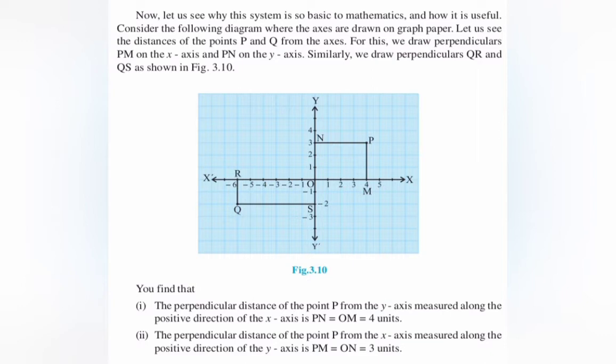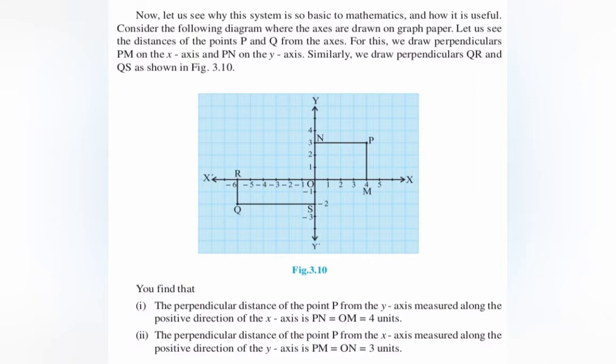So now let us see why this system is so basic to mathematics and how it is useful. Consider the following diagram where the axes are drawn on the graph paper. Let us see the distances of the points P and Q from the axes. We want to find the distances of the points P and Q from the x-axis and y-axis.